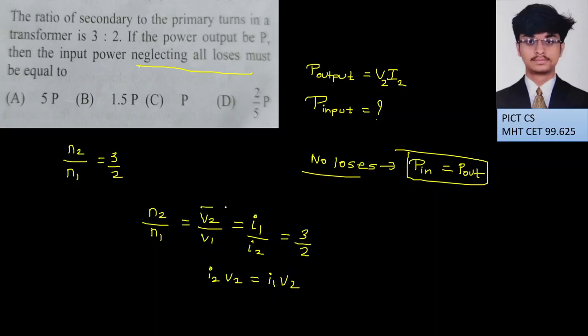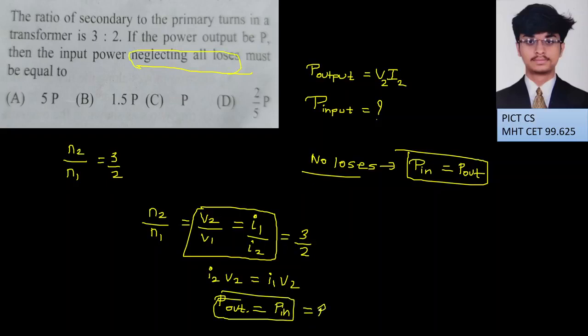By these two conditions, I2 into V2 is the power output, and I1 into V1 is the power input. It is also given that we are neglecting all losses, so this itself is P, and the answer to this question is also P. Power input is power output. Don't get confused; this data is given in the question to confuse you. Some of you might think 3 by 2 means 1.5 times P and mark option B, but it's not like that. You have to focus on the concept.